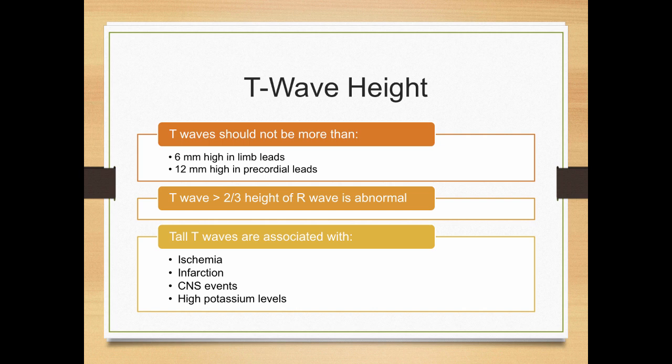We're seeing a really big depolarization and a really big repolarization, but in respect to each other, in proportion to each other, if that T wave is greater than 2/3 of the height of the R wave, we've got an issue. So really tall T waves, we're thinking ischemia, possibly myocardial infarctions, CNS events, right? So brain hemorrhages and potassium levels. So hyperkalemia is going to cause some funky stuff with your T waves.